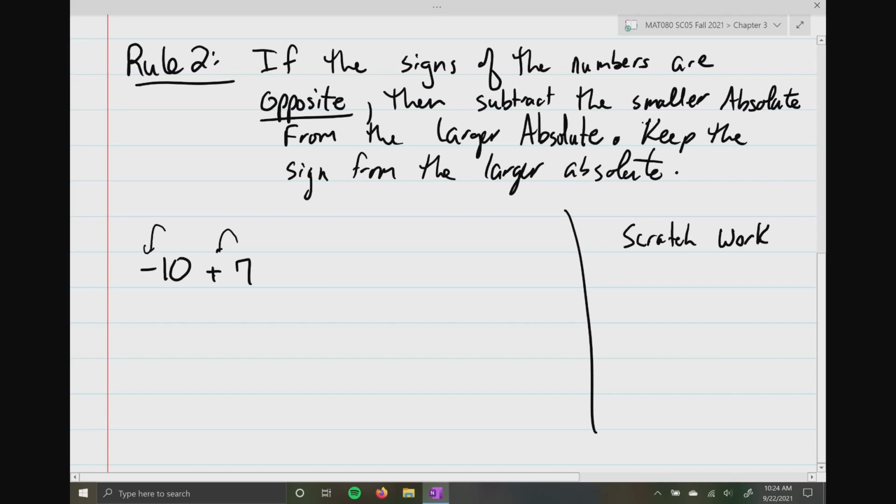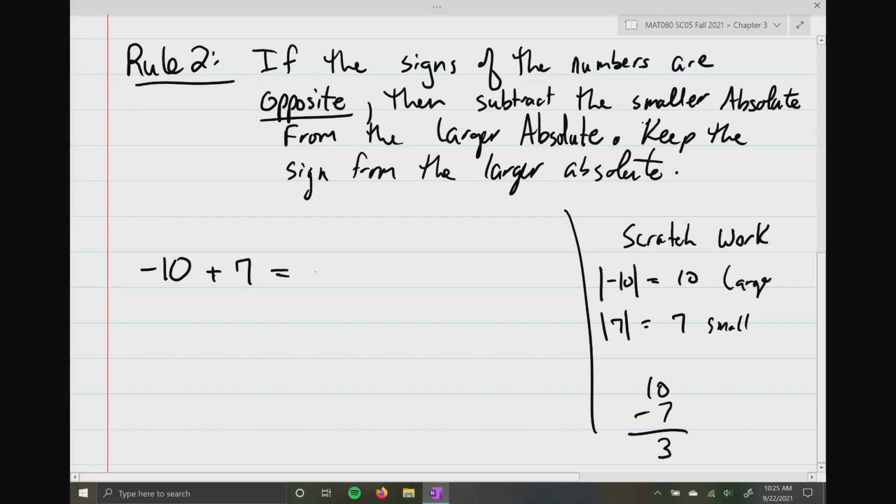So here's what I'm going to do. According to this rule, it says subtract the smaller absolute from the larger absolute. So watch what I do here. I took the absolute value of both numbers. Now, I need to subtract the smaller from the larger. So if you look at the absolute values, 7 is small compared to 10, which is large. So I'm going to subtract 10 minus 7, in other words, the smaller from the larger. So 10 minus 7 is 3. So I know my answer so far is a 3.